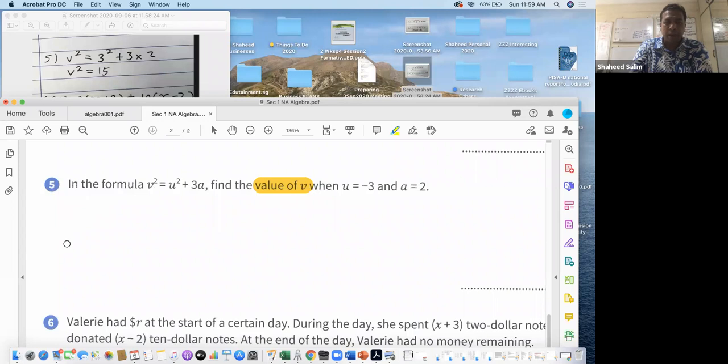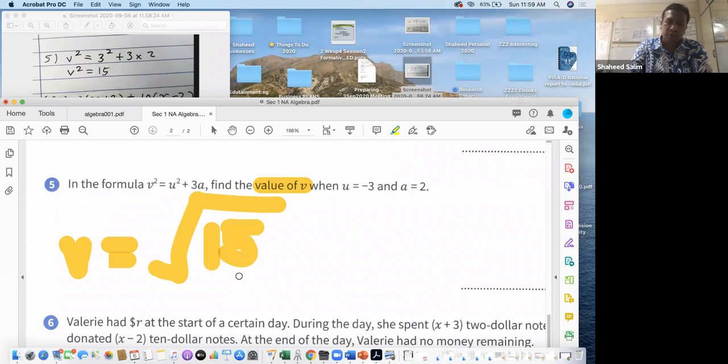Okay. So now what we do is we can write like that. V squared equals 15, right? So V equals the square root of 15. Mm-hmm. Now, the square root of 15 is a decimal. But you have to give your answer in two forms. Now, what do I mean? Have you learned about positive and negative?